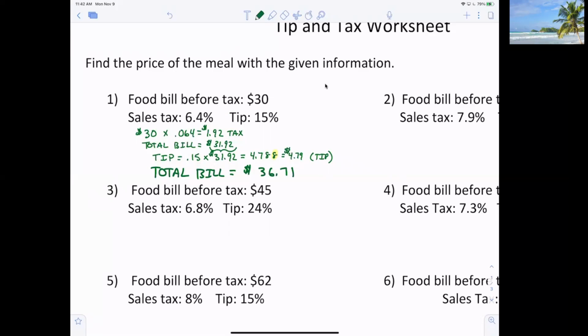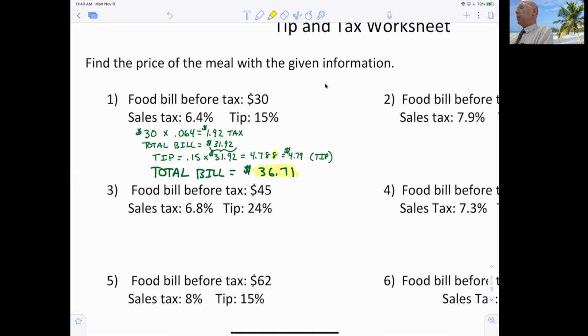You're good, right? Okay, so now take out your handy dandy calculator. We're now going to do it quicker. This is for the smart people. And we're all smart, so we're all doing it this way. If I said, how much is the tax? You would tell me it's $1.92, right? If I said, what's the tip? You would tell me it's $4.79. If I said, what's the total bill? You'd say $36.71, correct? I'm interested in the total bill, $36.71.